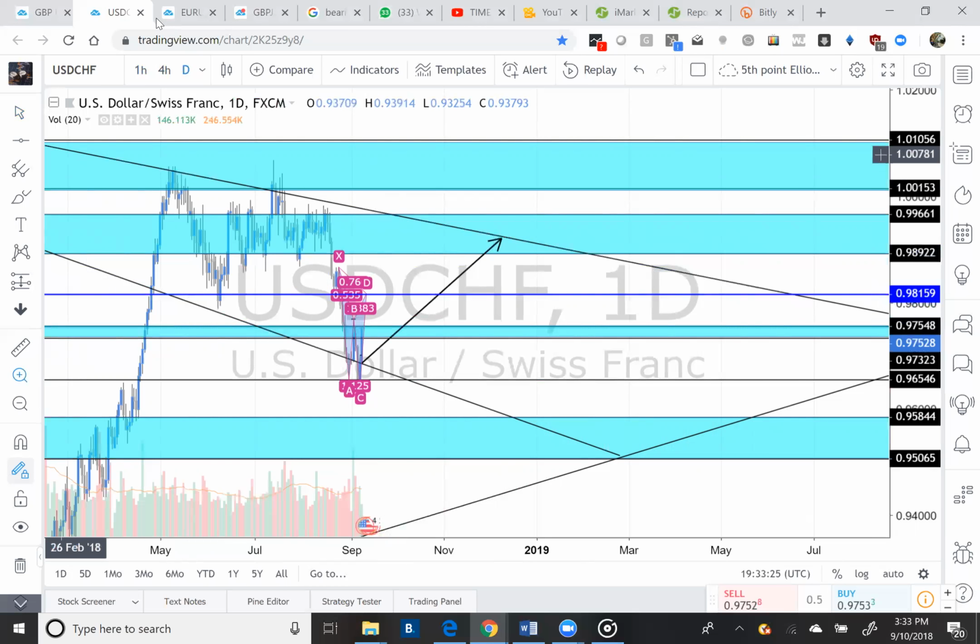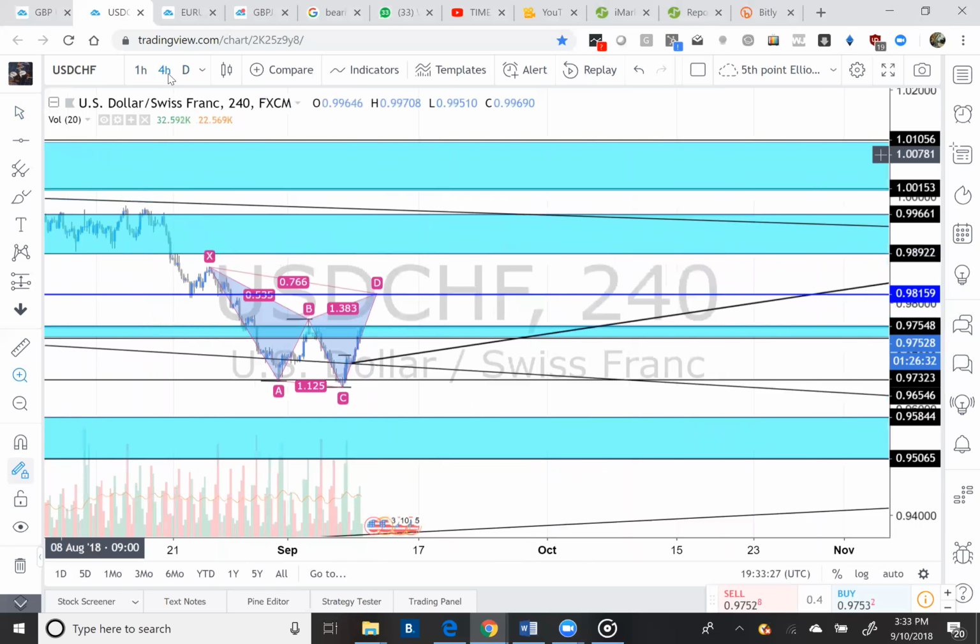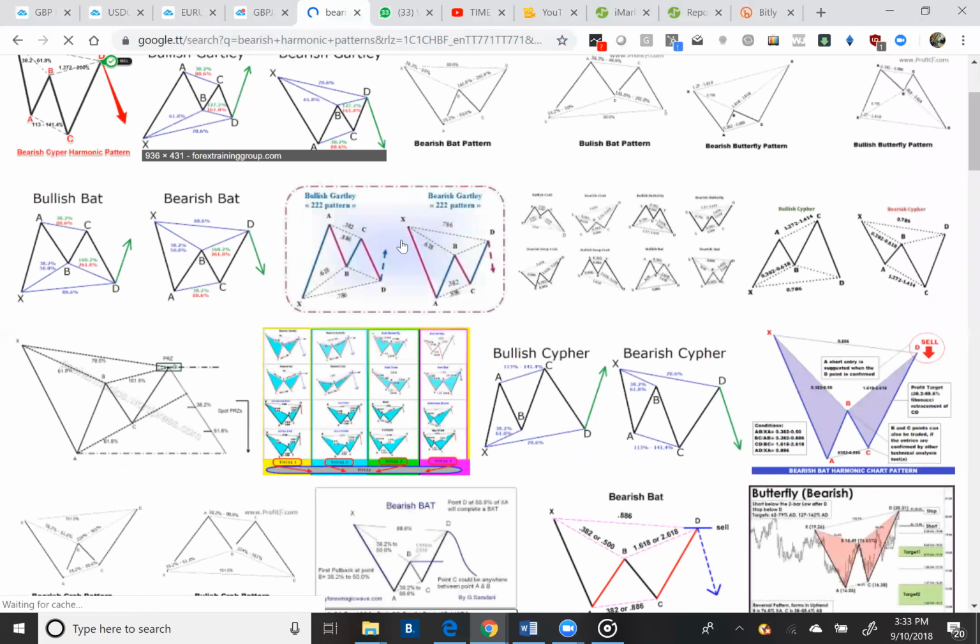If we go to a lower time frame, you see it more clear. All the Fibonacci ratios satisfy except for the fact that I'm looking for it to go towards the D. So right now it's at the middle here, between the C and D. If you go and you search for bearish harmonic patterns, what I could show you is the bearish Cypher harmonic pattern.